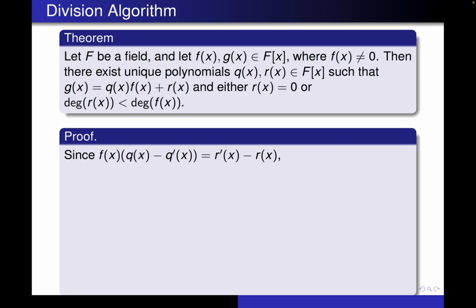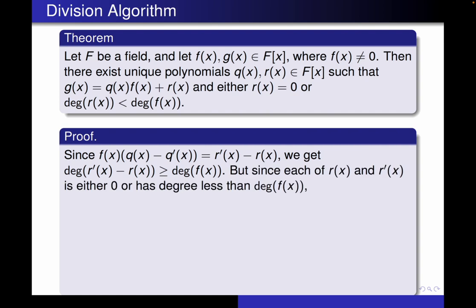All right, so since f of x times q of x minus q prime of x is equal to r prime of x minus r of x, that means that the degree of r prime of x minus r of x is also greater than or equal to the degree of f of x. They're the same polynomials, so they have to have the same degree. But this is problematic because each of r of x and r prime of x is either 0 or has a degree less than the degree of f of x. And that means it is impossible for r prime of x minus r of x to have a degree that is the degree of f of x or more.